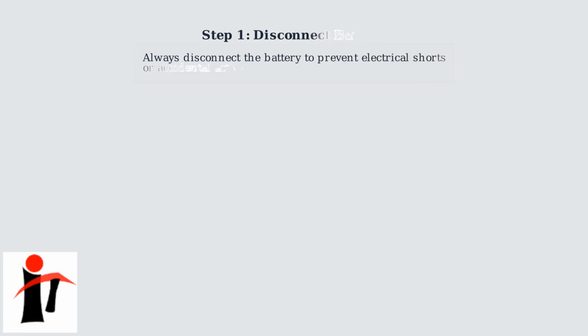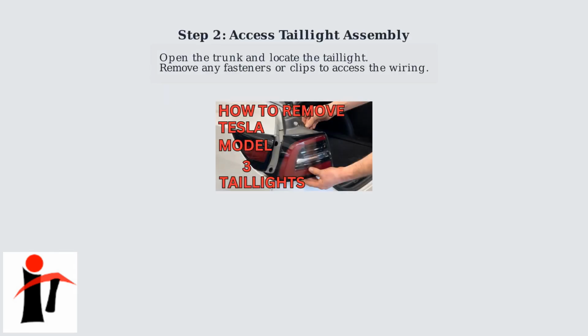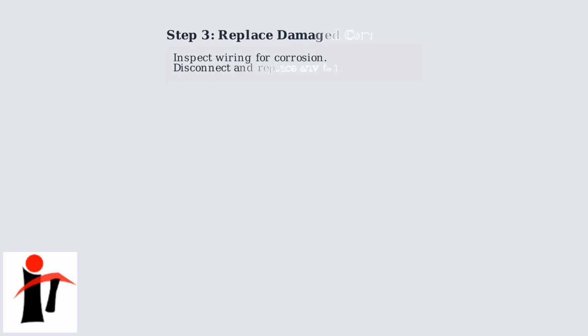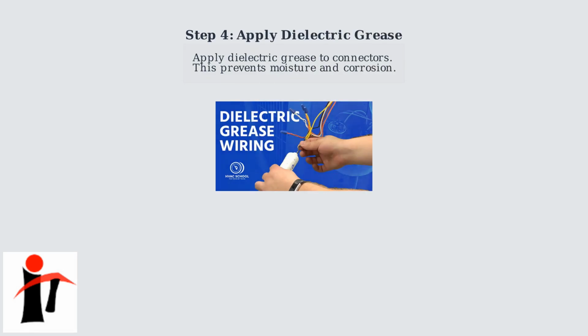For hardware issues like corroded wiring connectors, a DIY fix might be possible. Start by ensuring safety and disconnecting the battery before beginning any work. Next, access the taillight assembly. This typically involves opening the trunk and carefully removing the taillight housing. Once accessed, inspect for corroded connectors. Carefully disconnect any damaged wiring connectors from the harness. To prevent future corrosion, apply dielectric grease to the connectors before reassembling. This creates a barrier against moisture.